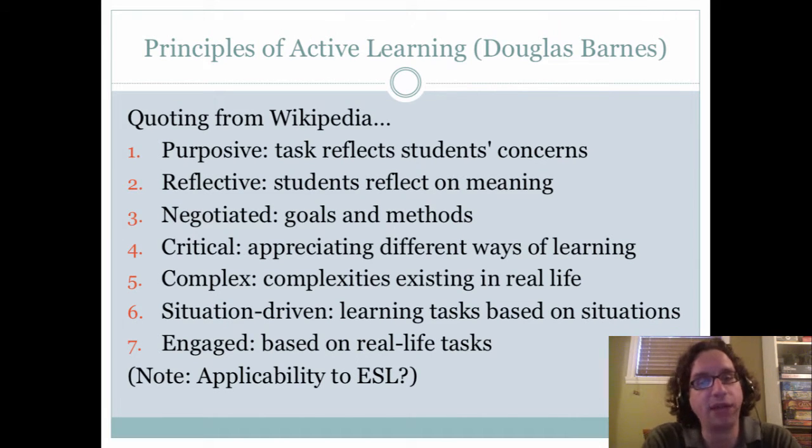Next, some principles of active learning. This is by a researcher called Douglas Barnes. I'm just going to go through these very quickly and then explain what the basic idea is. So he put forward 7 principles of active learning, and these are to determine whether or not a specific task is active learning. This is really useful in research because they want to do an active learning classroom, compare that with a passive learning classroom, and they want to be sure that their research is really very accurate.